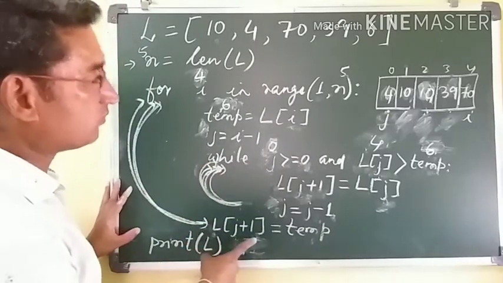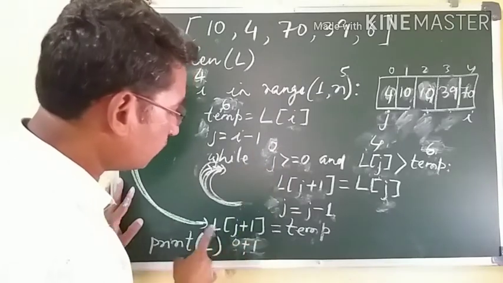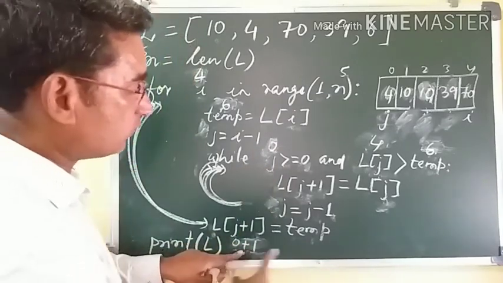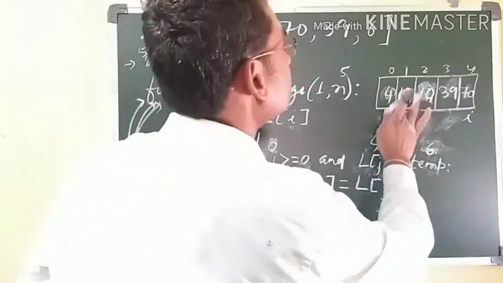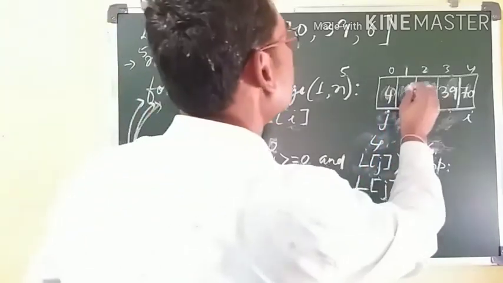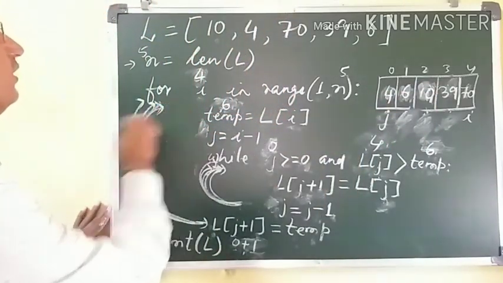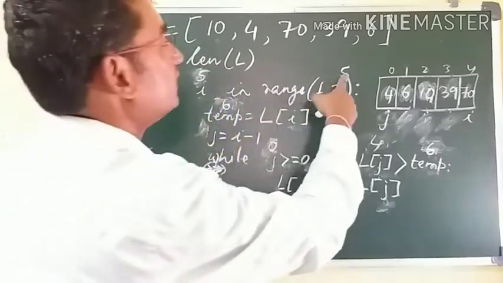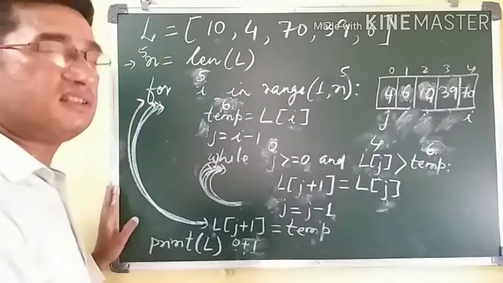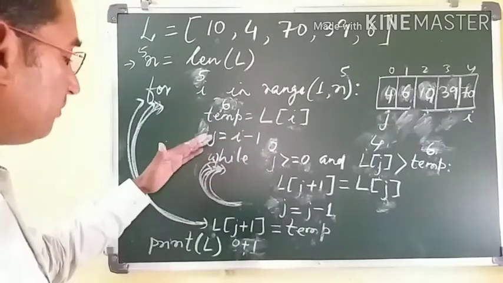L of J plus 1. The value of J is 0. 0 plus 1 means L of 1. In this L of 1, temp will be assigned. Temp is 6 here. Now 6 will be assigned at this position. Now again come here. Now the value of I is 5. Now 5 is less than 5. This condition is false. If this condition is false, then these statements will not be executed.